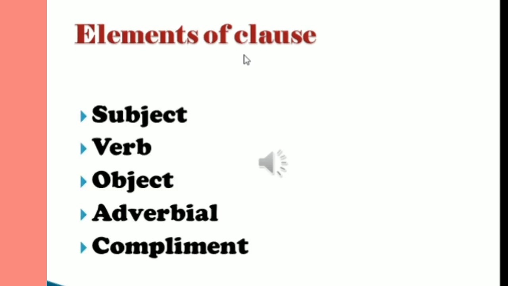There are five elements of clause. They are subject, verb, object, adverbial and complement. These elements help to form a clause or a sentence. Now we are going to learn these elements one by one. But at first, we will learn the element verb.